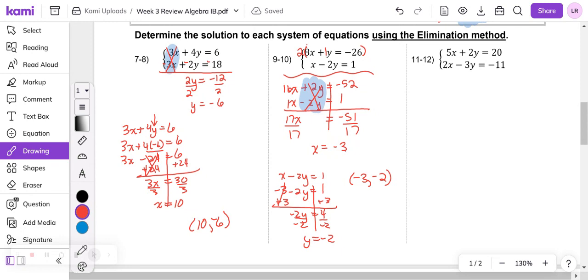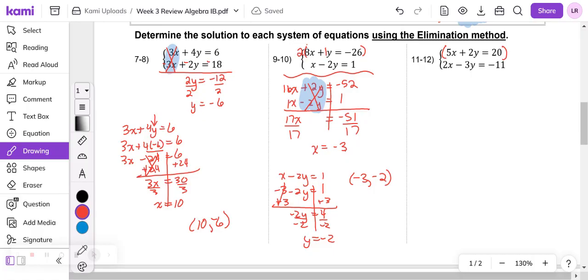Now the last one with elimination, here, I notice that, again, just like in 9 and 10, I don't have x's that are the same or y's that are the same. I don't have opposites, so I'm unable to just add or subtract. So again, I'm going to have to be creative in making this happen. This time I'm going to work with my x's, and I'm going to remind you of the little trick that we talked about that you can use in order to make opposites with your front numbers when it looks like this.